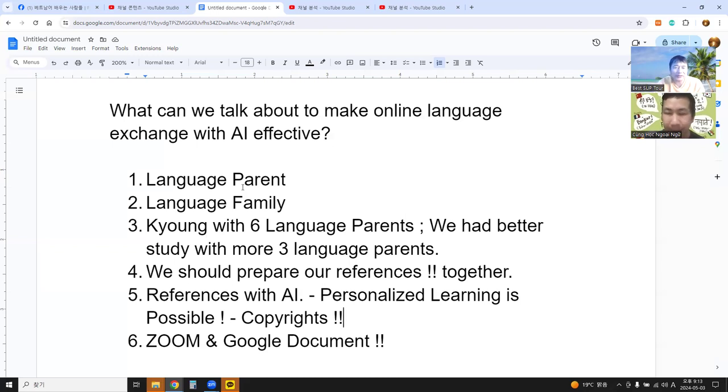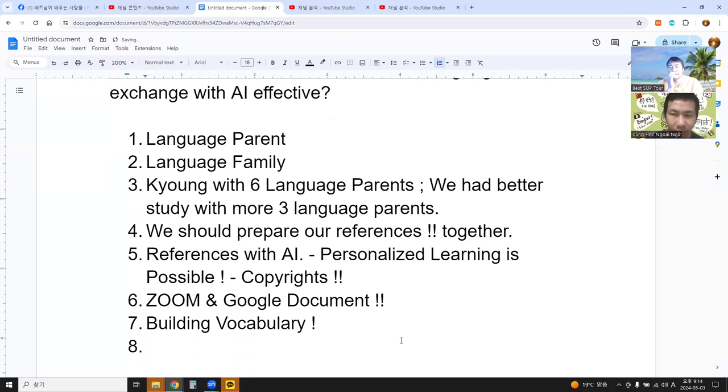Okay, get to the point. We talk about online language exchange, about more things, and then building vocabulary is very important. Oh yeah, I see. This is basic when we study building vocabulary. You say your level is low or you don't understand, and then there's some matter of vocabulary.